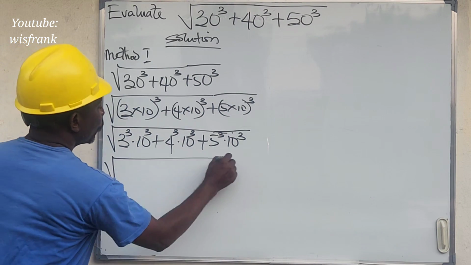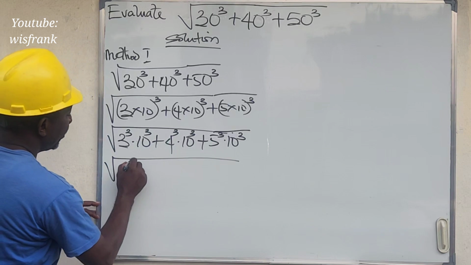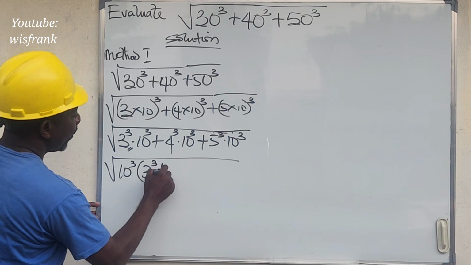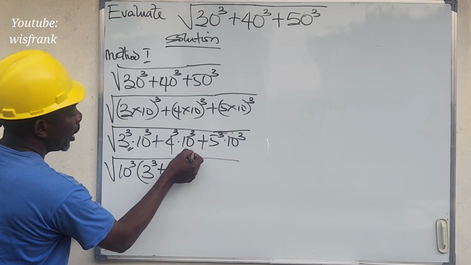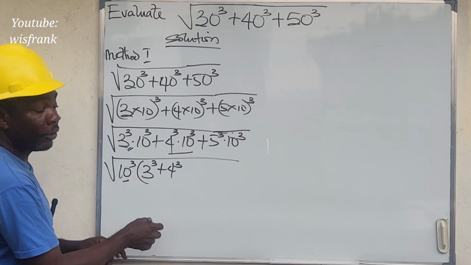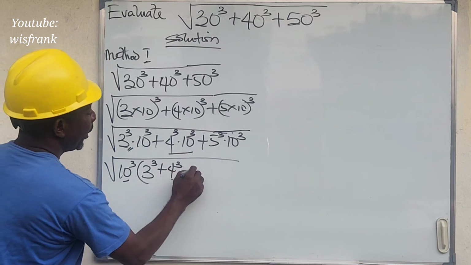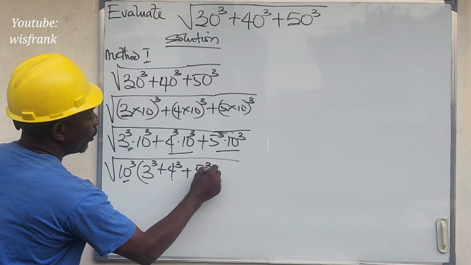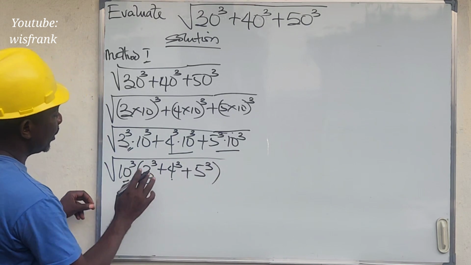So we have here the square root of 10 to the power of 3 into, here will be 3 to the power of 3 plus 4 to the power of 3, because this divided by 10 to the power of 3 will give you 4 to the power of 3. Then plus this divided by 10 to the power of 3 will give you 5 to the power of 3. So this is what we have.